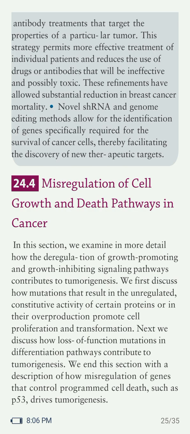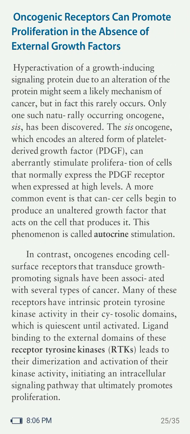Next, we discuss how loss of function mutations in differentiation pathways contribute to tumorigenesis. We end this section with a description of how misregulation of genes that control programmed cell death, such as p53, drives tumorigenesis. Oncogenic receptors can promote proliferation in the absence of external growth factors. Hyperactivation of a growth-inducing signaling protein due to an alteration of the protein might seem like a likely mechanism of cancer, but in fact, this rarely occurs.